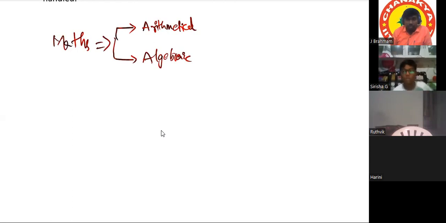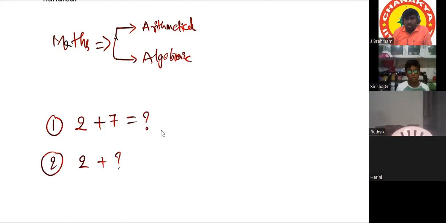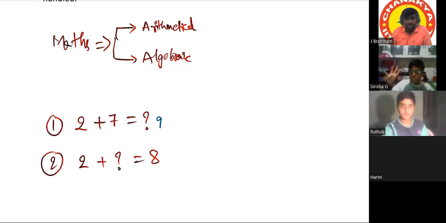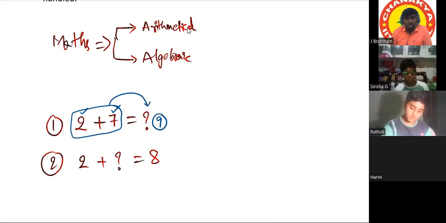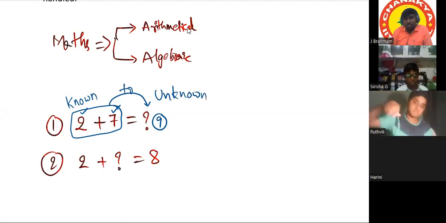What is the difference between these two? If you see one example, 2 plus 7 equal to how much? This is 9, right? So 2 is a known thing, 7 is also a known thing. From the known things, we are going to find this unknown thing, the question mark. So if we are moving from known to unknown, this comes under arithmetical operations.